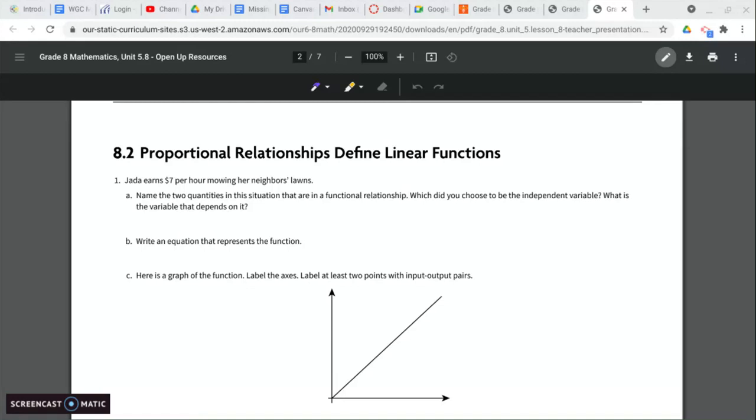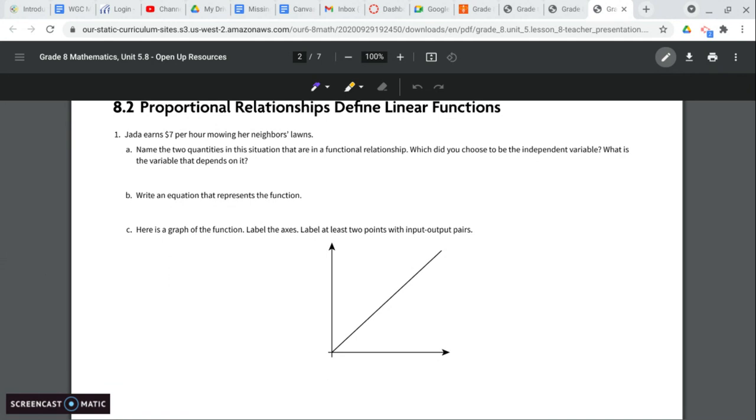Jada earned $7 per hour mowing her neighbor's lawns. Name the two quantities in this situation that are in a functional relationship. Which did you choose to be the independent variable? What is the variable it depends on? So our two variables based on this are going to be time and money earned.